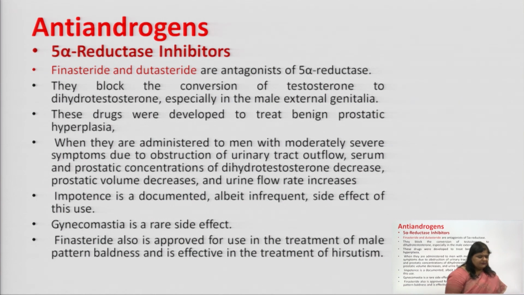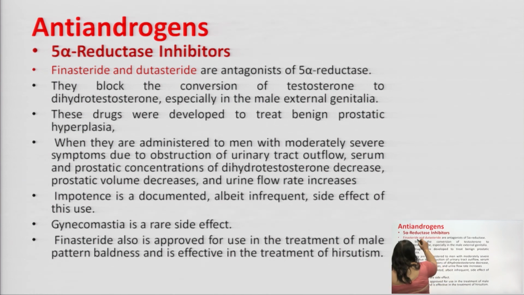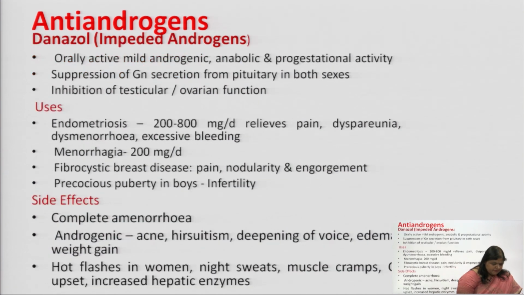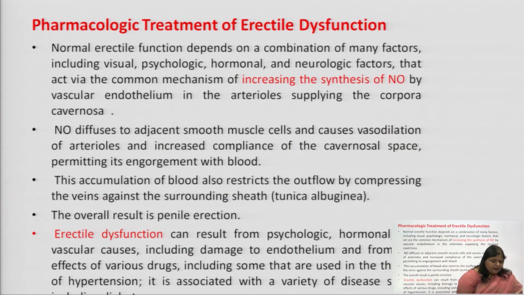Then there are certain drugs which are called 5-alpha reductase inhibitors. This 5-alpha reductase enzyme, if we recall, is used to convert testosterone into dihydrotestosterone. So, the drugs are finasteride and dutasteride. These are the antagonists of the 5-alpha reductase, and they are used in the treatment of benign prostatic hyperplasia because these enzymes are present in the prostate glands. Then there are certain other antiandrogens which are called danazol.